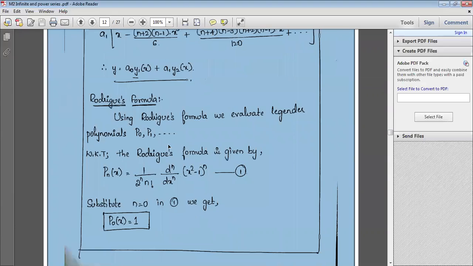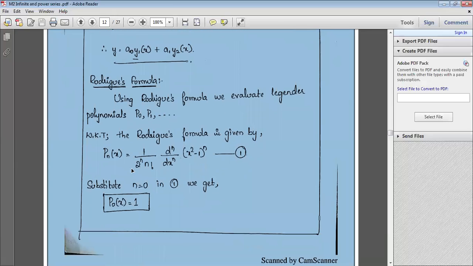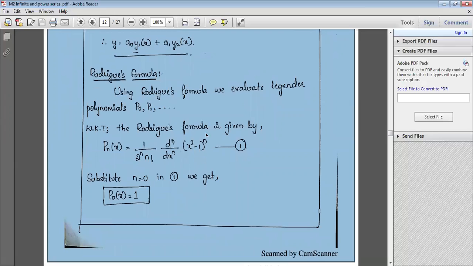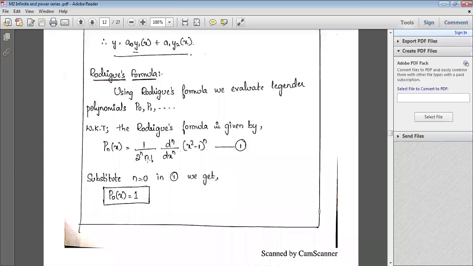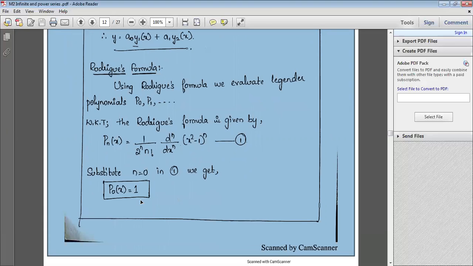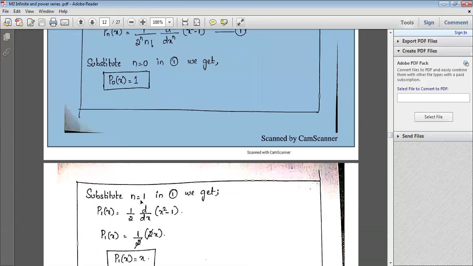This Rodrigues' formula is also an important formula for you. Using this Rodrigues' formula, we can easily find the values for the problems they will give. See, Pn of x equals 1 by 2 power n factorial, d power n by dx power n of x square minus 1 whole power n. Just substitute n is equal to 0, means P naught of x is 1. Anything to the power 0 is 1. 0 factorial is 1. 2 power 0 is also 1. That's why P naught of x is 1. This is the formula you should remember. P naught of x is equal to 1.